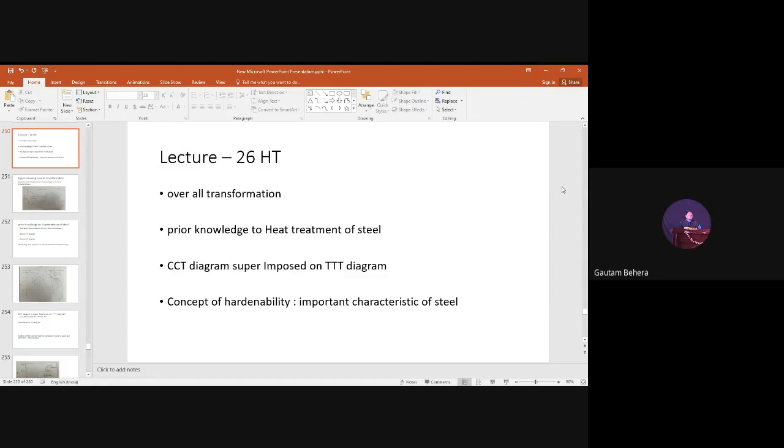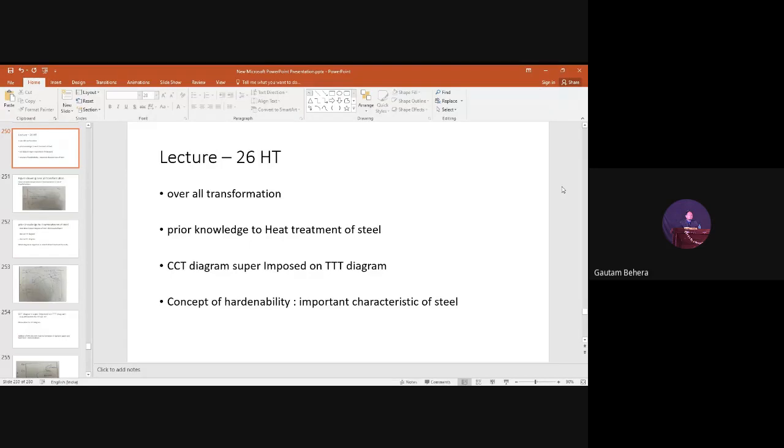Good morning, everyone. Today is lecture number 26 of this heat treatment class. And today's menu is the overall transformation curve and prior knowledge to the heat treatment of steel, the CCT diagram superimposed on the TTT diagram, and the concept of hardenability, that is an important characteristic of steel.